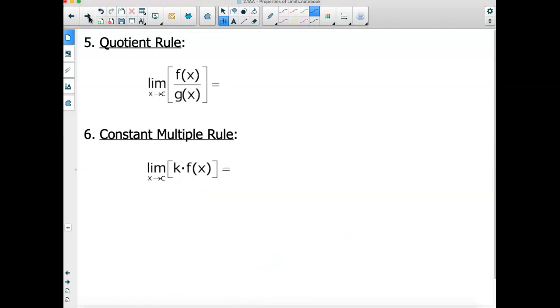So that gets to my quotient rule. This is the limit as x approaches c of f of x divided by the limit as x approaches c of g of x, which is essentially just taking the limit of the top, which was L, divided by M. That's what those limits equaled, okay?